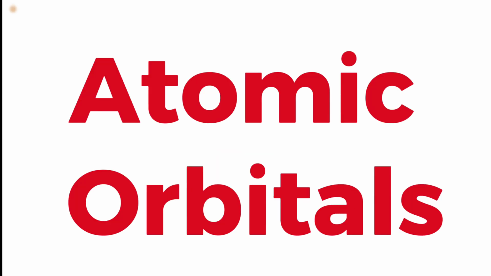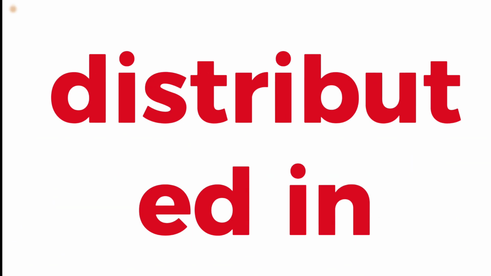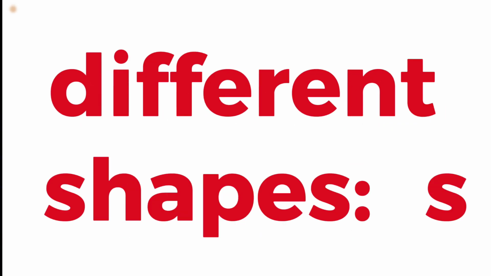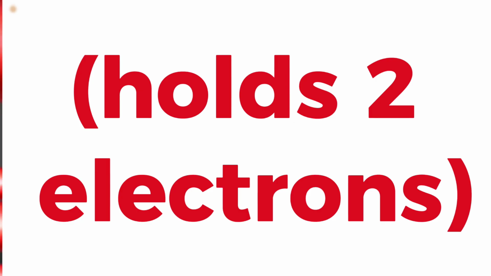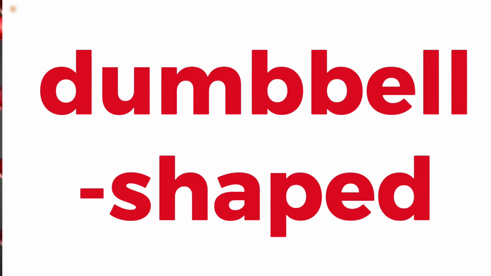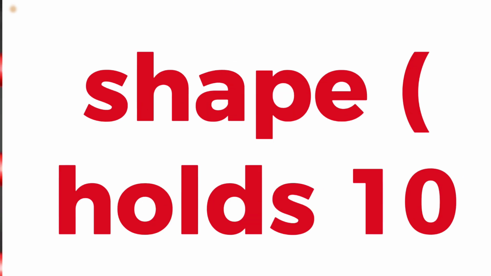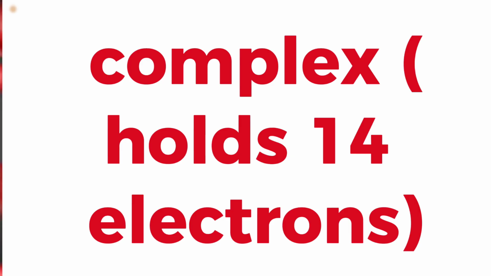2. Atomic orbitals. Within each shell, electrons are distributed in subshells with different shapes. S orbital is spherical and holds 2 electrons. P orbitals are dumbbell-shaped and hold 6 electrons. D orbitals have a complex shape and hold 10 electrons. F orbitals have an even more complex shape and hold 14 electrons.